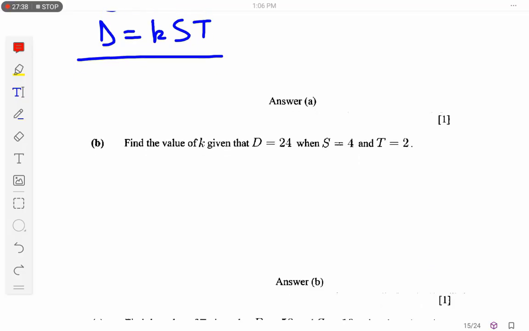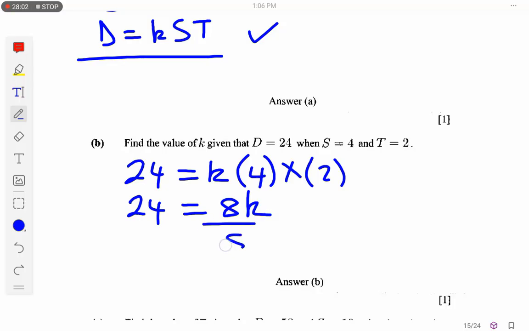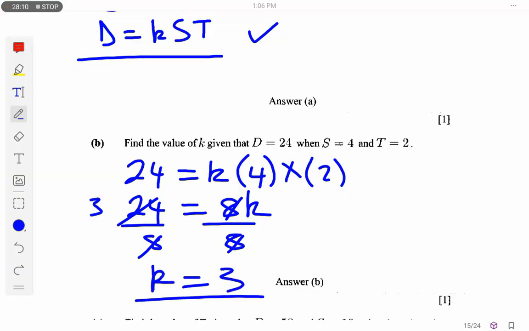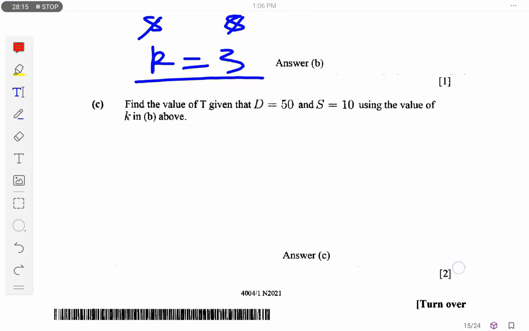Find the value of K. Okay, so we are using this equation to find the value of K now. So we are saying D is 24. We can substitute D 24 is equal to K, S is 4 times our T is 2, like that. So 24 is equal to 4 times 2, that's 8K. We divide by 8 both sides, they cancel. So K is equal to a 3. We have found the value of K.